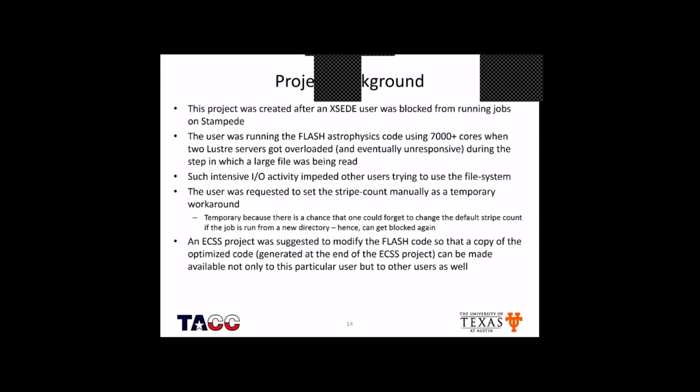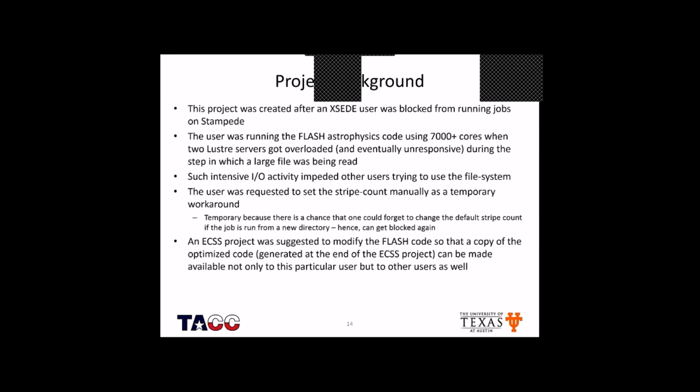Just to give you some more background, there was a user last year who was blocked from running jobs on Stampede. We found that the user was running the FLASH astrophysics code using more than 7,000 cores when 2 Lustre servers got overloaded and eventually became unresponsive during the step when they were reading a large file. We figured out that such intensive I/O activity impeded other users who were trying to use the file system, so the system admin had to block the user.